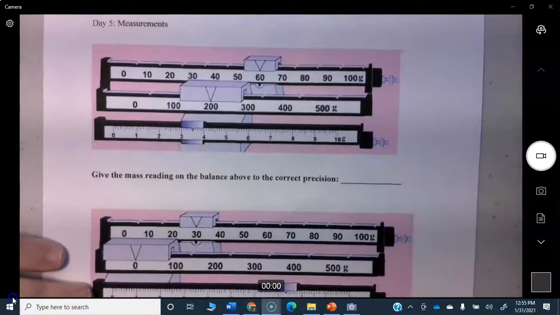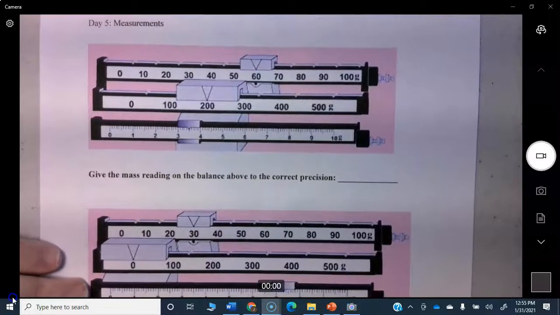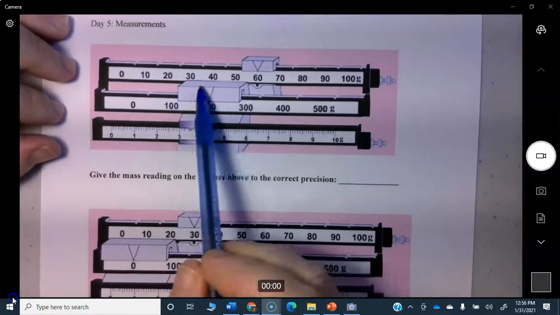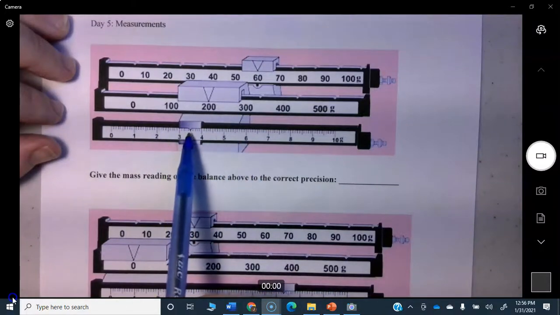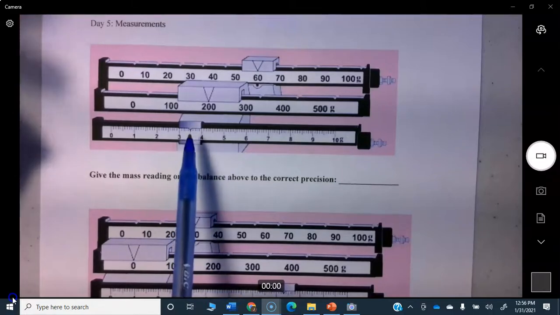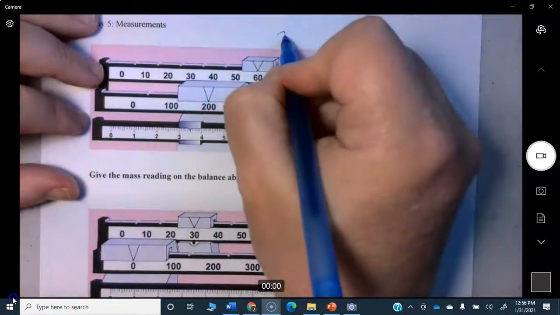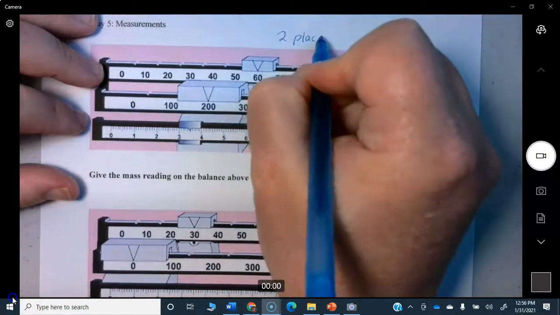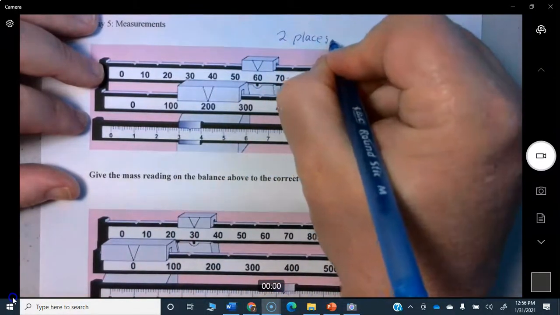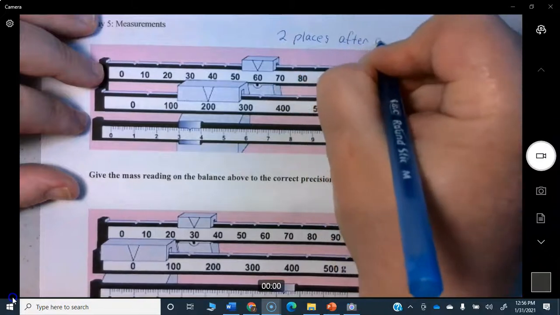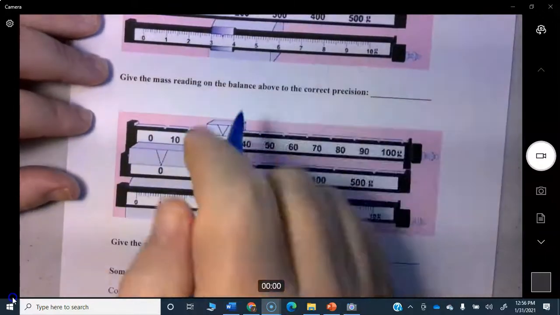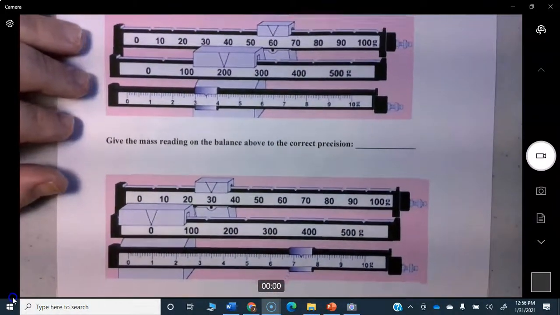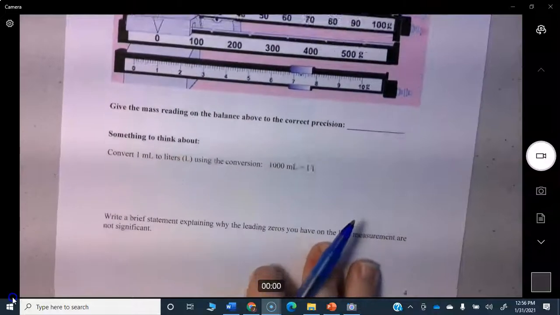Okay, in the video I showed you how to read a triple beam balance. So the biggest number in the hundreds is here, then the tens is here, then the ones is down here, and then the small lines are point something, so 3 point something. And then again, you have a guess digit. So you're again going to go 2 places after the decimal when you write down your reading for this. All right, so I'm going to let you go ahead and read these two. All right, next.